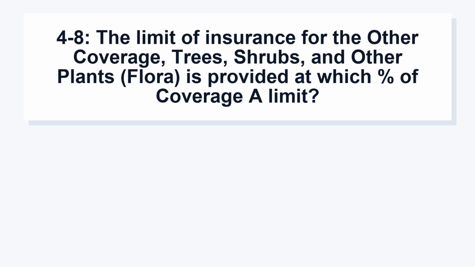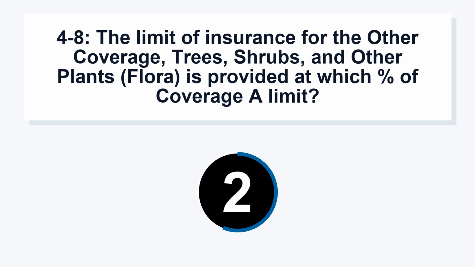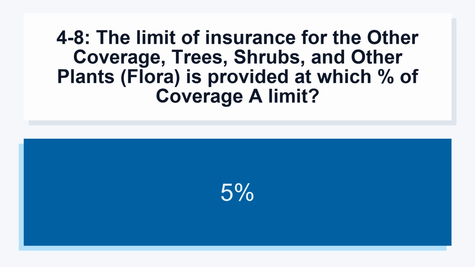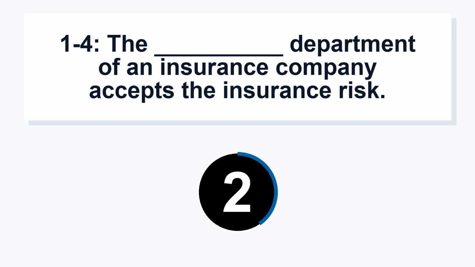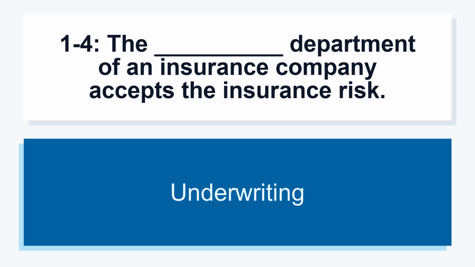4 to 8, the limit of insurance for the other coverage, trees, shrubs, and other plants, flora, is provided at which percent of coverage A limit? 5%. 1 to 4, the ____ department of an insurance company accepts the insurance risk. Underwriting.